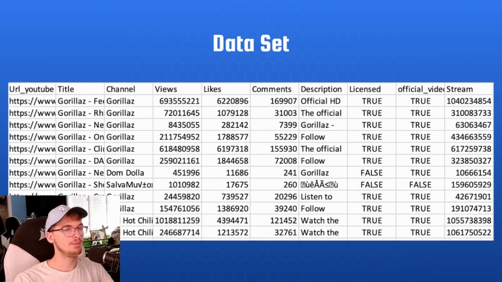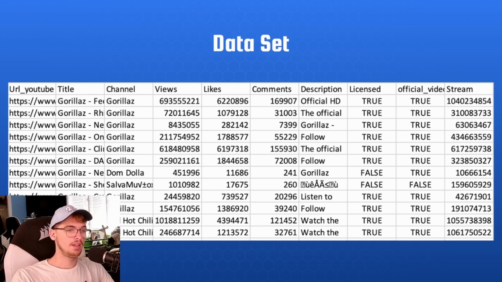And then we have some YouTube data that correlates with the same songs. The URL of the song, the title of the song, channel, views, likes, comments, description of the song, whether it was licensed or not, whether it was an official video or not, and then the number of streams.